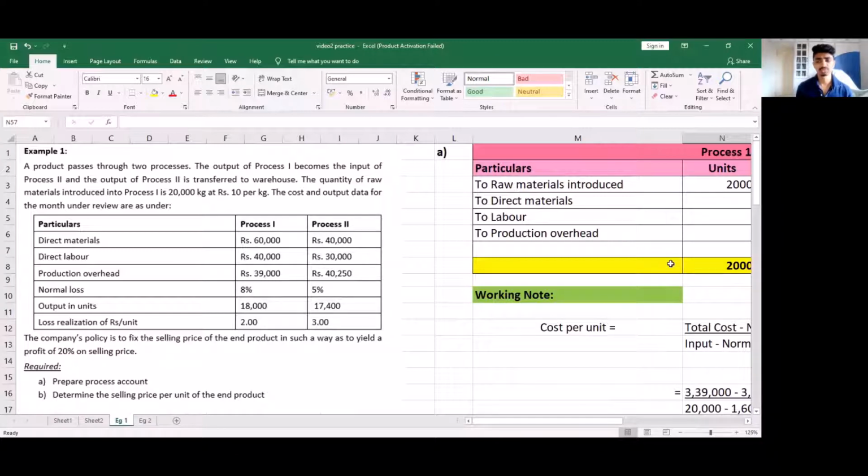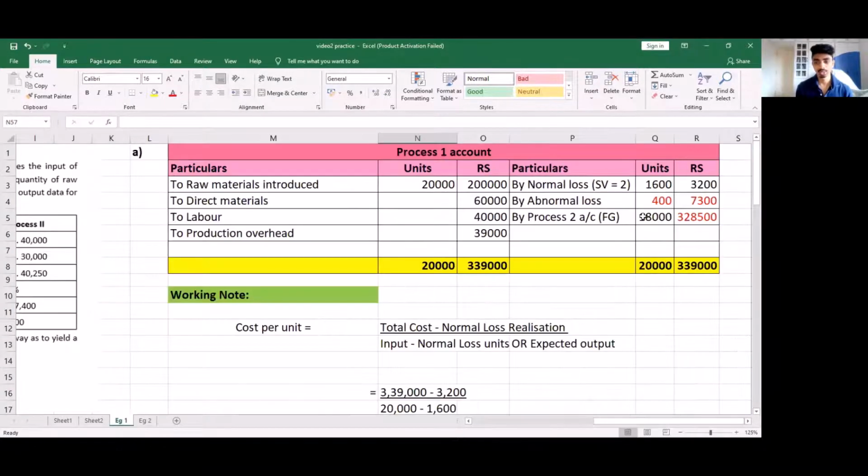But what happens if we don't know the number of units of our finished goods? Then we need to know how to calculate abnormal loss and the formula for abnormal loss. So for all of this, stay and listen to the second question. So let's get started with the second question. This is our example 2.